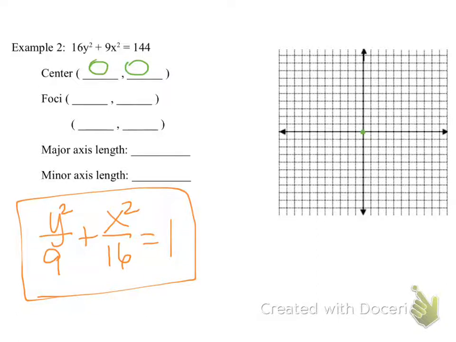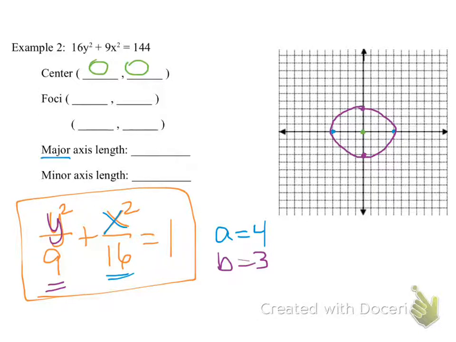I can plot that. And now my bigger denominator, 16, is underneath the x. So the square root of 16 is 4. So I'm going to move along the x-axis 4 units in each direction from the center. My smaller denominator is 9. It's underneath the y. So my b, square root of 9, is 3, and I'm going to move that along the y-axis. And then I can draw in my ellipse.